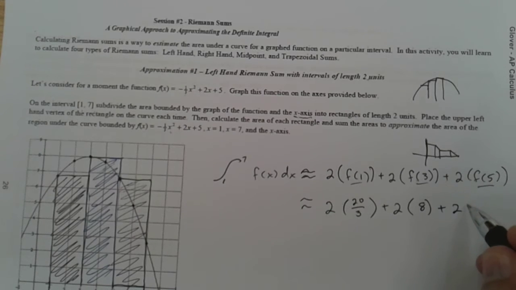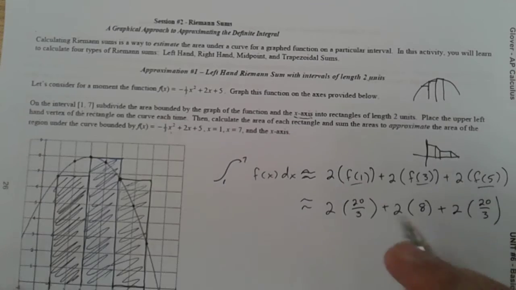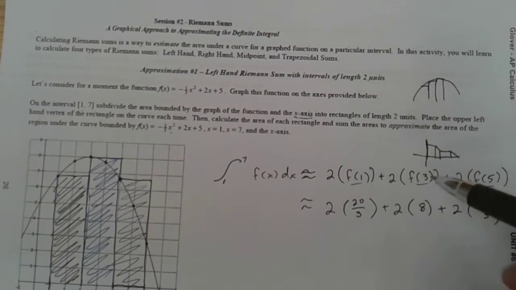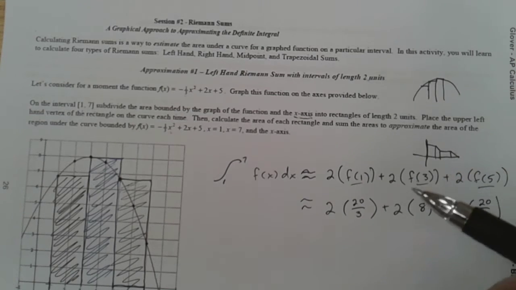Plus the last one, which is 2 times f of 5. We plug a 5 in there. And I'm just going to tell you right now, we're going to end up getting 20/3 again. You could put that part in your calculator to find those areas. I have no problem with using your calculator to just speed up the process. But again, on a test on Riemann sums, it may be a part that's no calculator. With the test this year, it's going to be a little different with doing it from home.